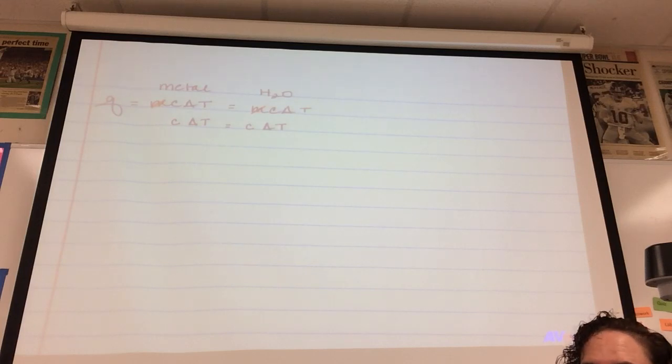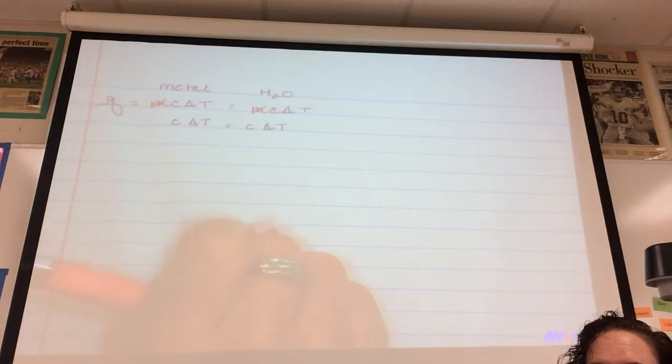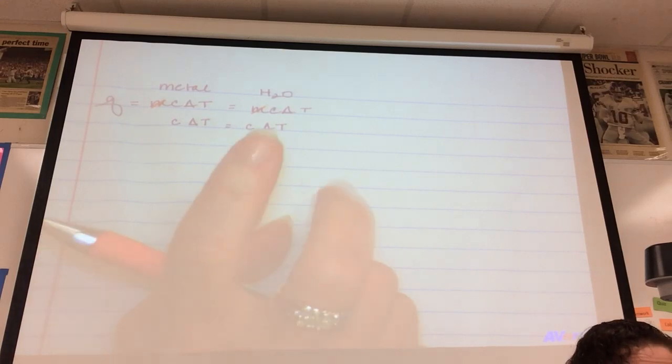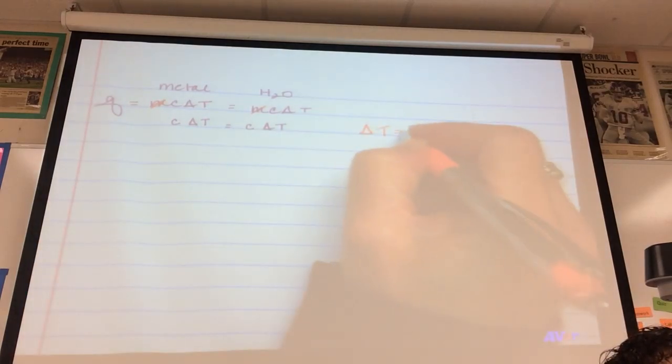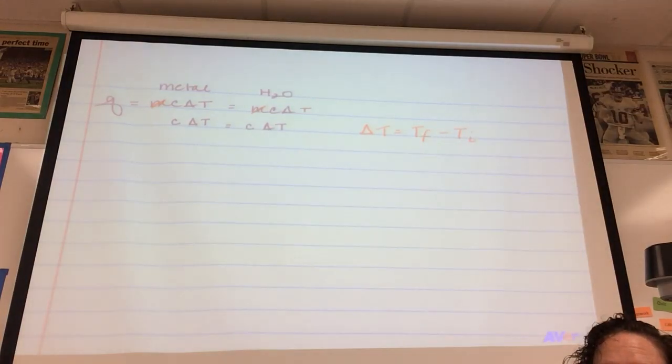So what are you going to do? Isn't delta T and C... They would be inversely related because they're multiplied to one another. So then it would be the highest one? But you've got to think it through. Delta T is final minus initial, correct? Yeah. Oh, that would be the initial. What are we going to do?